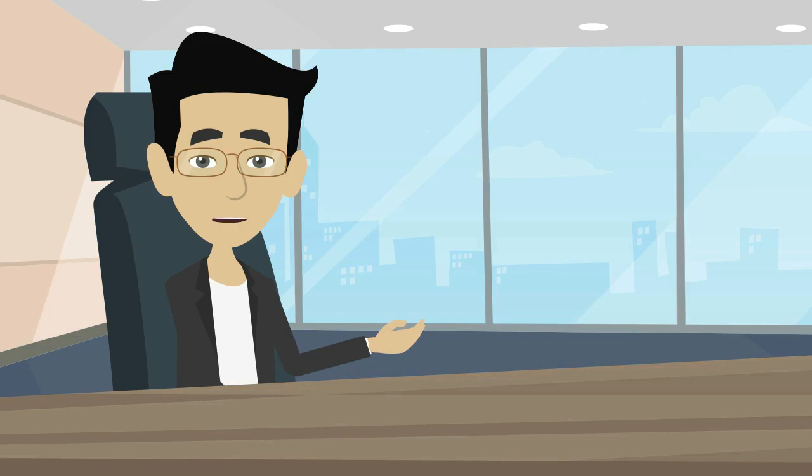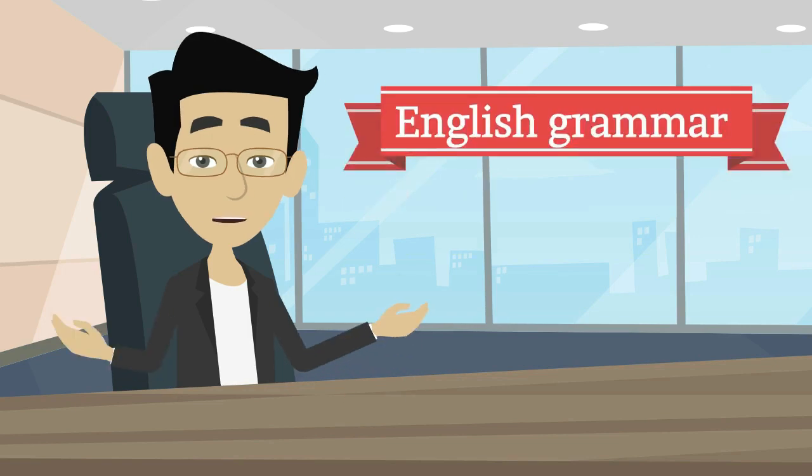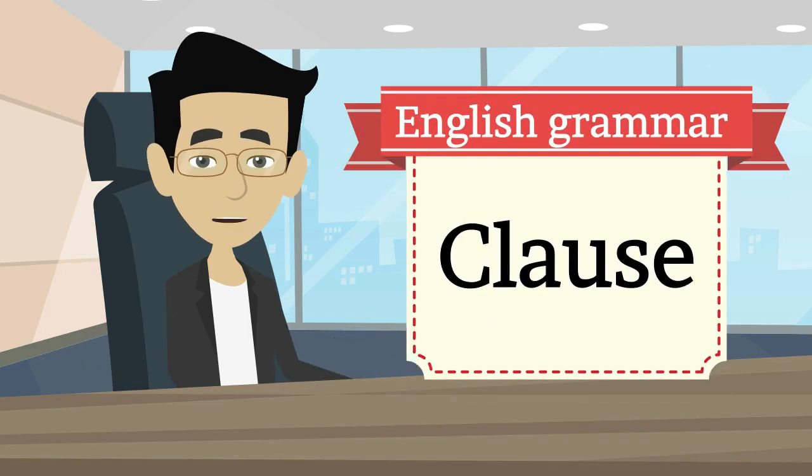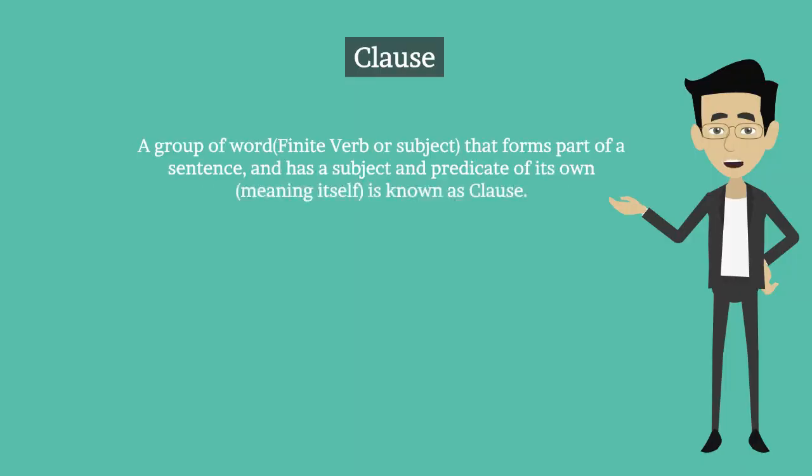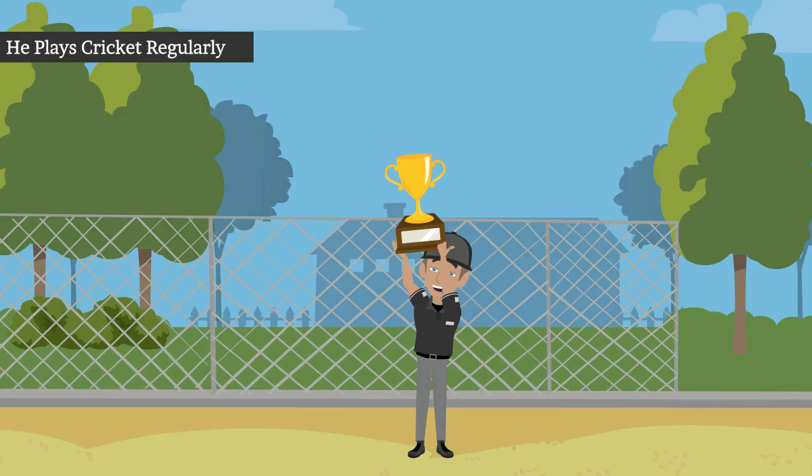Hi students, in today's class of English grammar, we are going to learn clause. A group of words, with a finite verb or subject, that forms part of a sentence and has a subject and predicate of its own, meaning itself, is known as a clause. Here is an example: He plays cricket regularly.